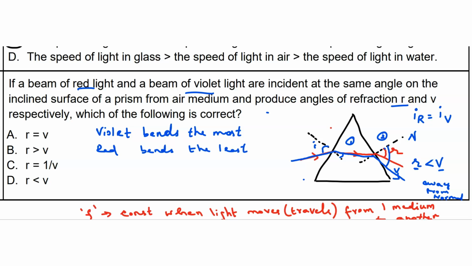Okay, so this angle will be smaller. So from this case, I can write that the angle of refraction for the red color is small compared to that of the violet color. So I can take this answer. Or either way, we can relate the refractive index with the wavelength of the light.